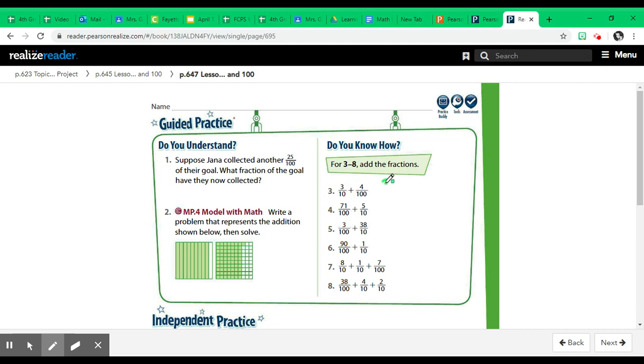So 3 times 10 equals 30. Then 10 times 10 equals 100. Is 30 100ths my answer?